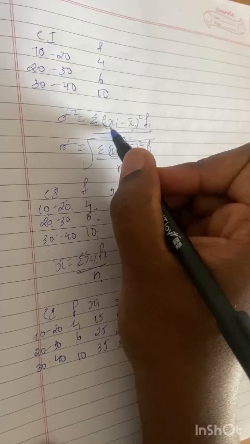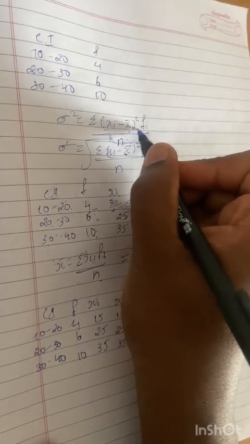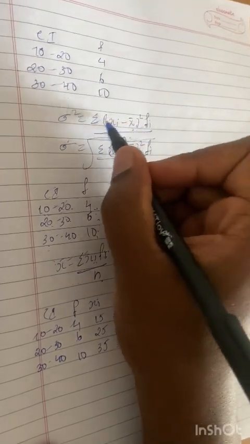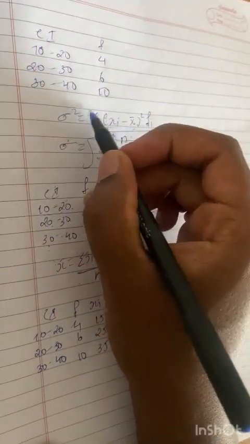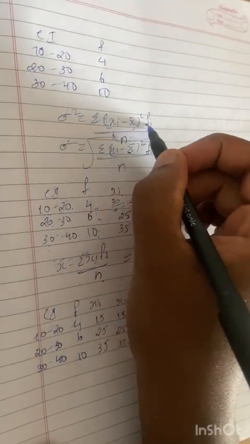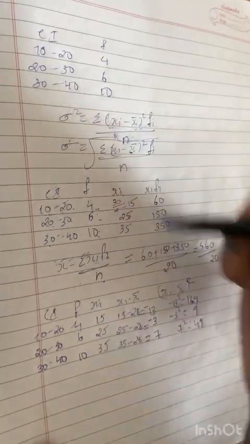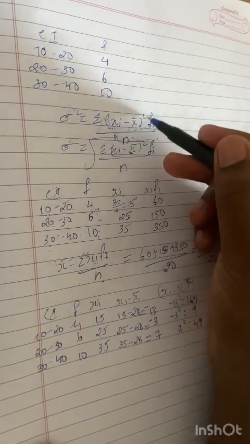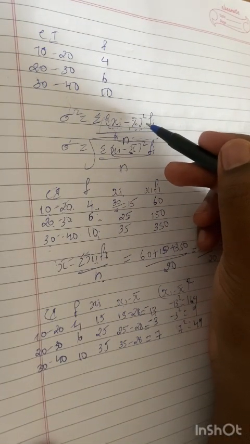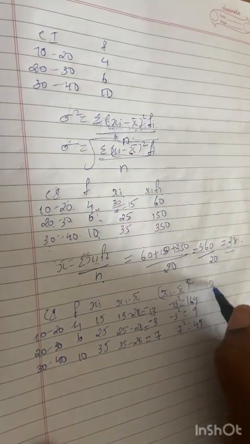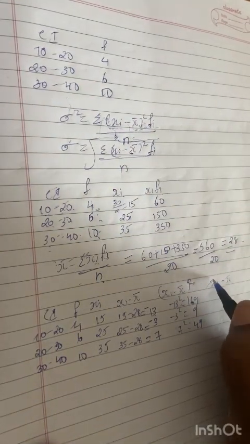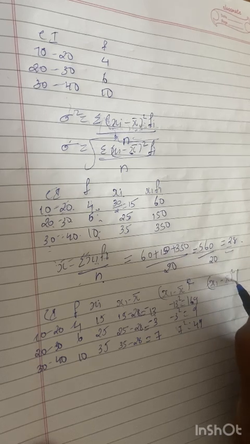So our term is xi minus x bar all square into fi. Make sure that you are doing the summation at last only. Summation should be done at last, so before that we should complete all these things. I completed xi minus x bar, I completed xi minus x bar all square. Then the last term remaining is xi minus x bar all square into fi, so the last and final column is xi minus x bar all square into fi.